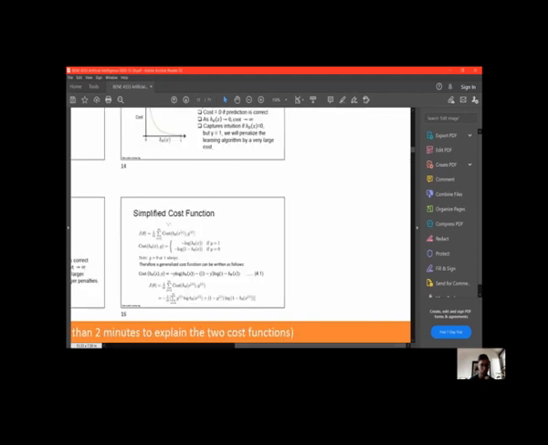Then we can see the simplified cost function when y equals 1 and y equals 0. Therefore, the generalized cost function can be written as below: cost of h of x and y equals negative y log h of x minus 1 minus y log 1 minus h of x. This is the generalized cost function after we simplify it.